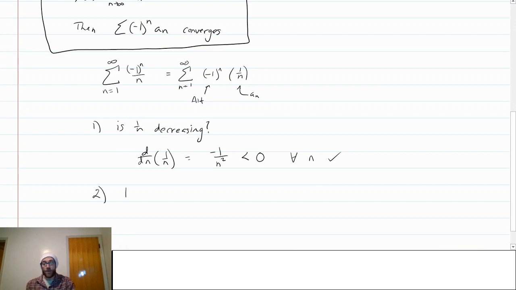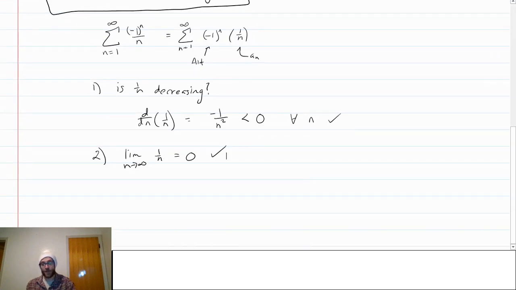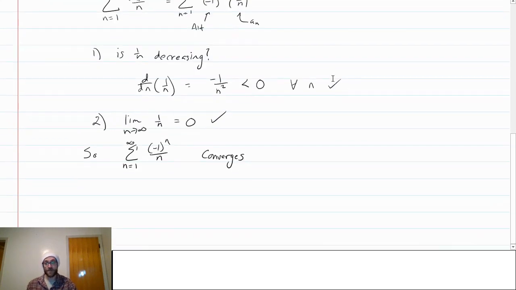Now we want to know, is the limit as n approaches infinity of 1 over n equal to 0? And it is, right? As n gets really big, 1 over n gets really small, and as we approach infinity, it goes to 0. So we're good here. We have our alternator, so we can conclude that the sum of -1 to the n over n as n ranges from 1 to infinity actually converges. And that's it. So this converges.